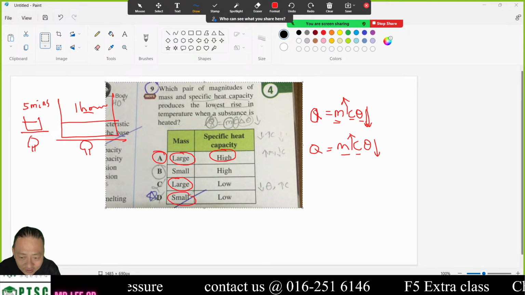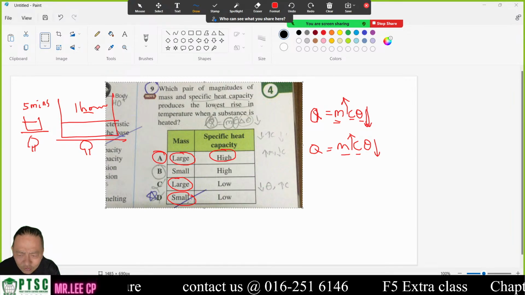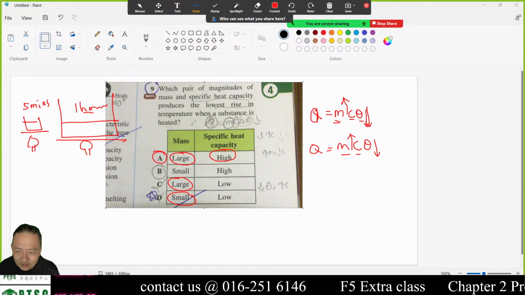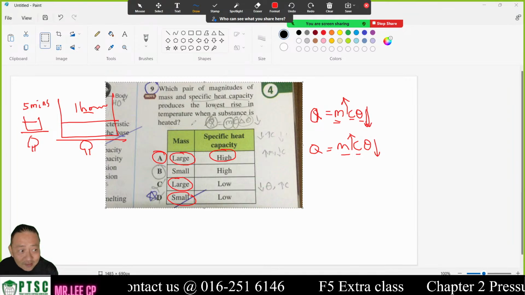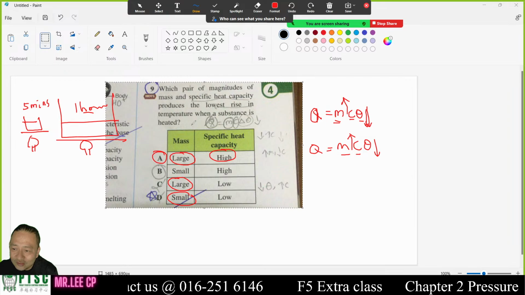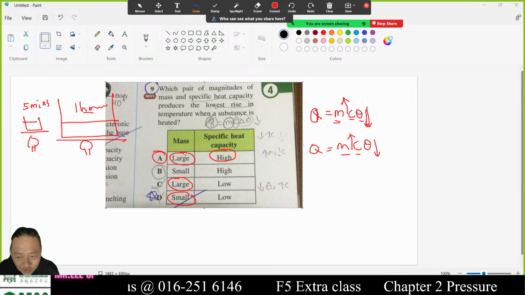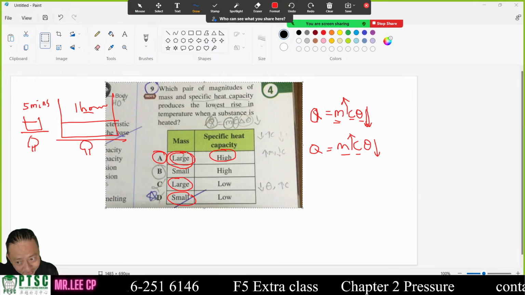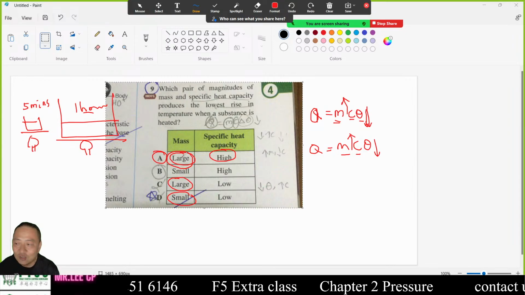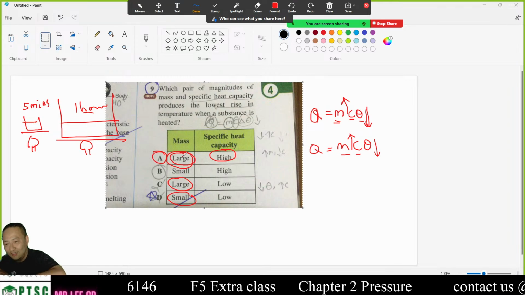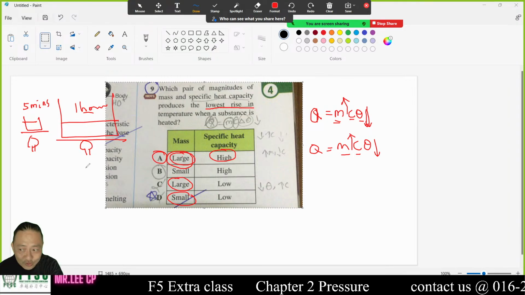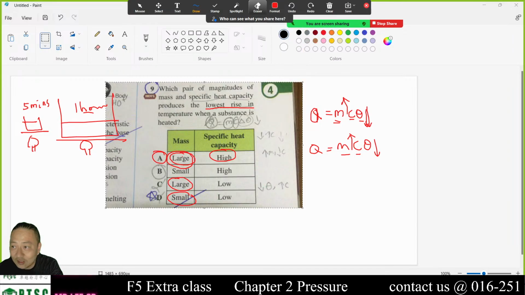You said the answer is D. The mass is more, how can the temperature rise be more? You want the lowest temperature rise. If your water is little, it will heat up fast. So you must have more mass so that it heats up slowly. You understand what I'm saying here?